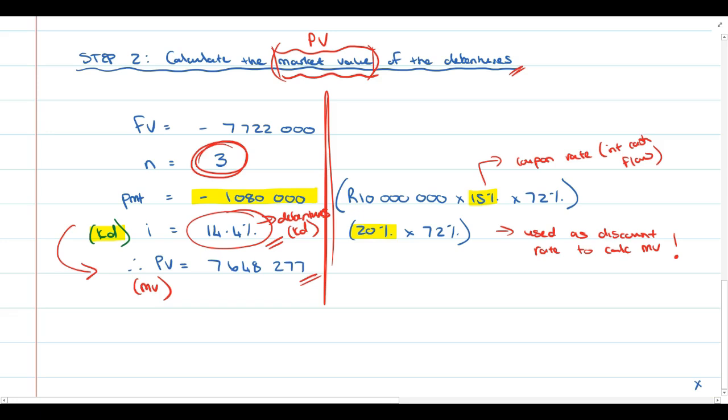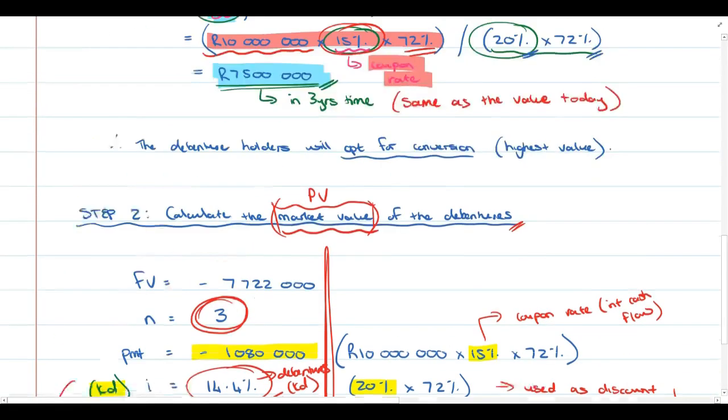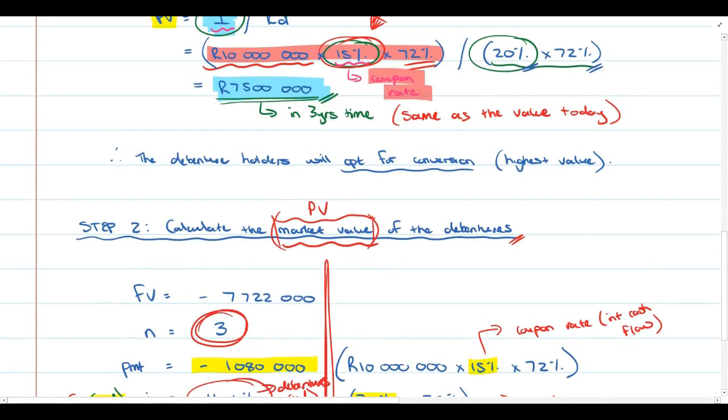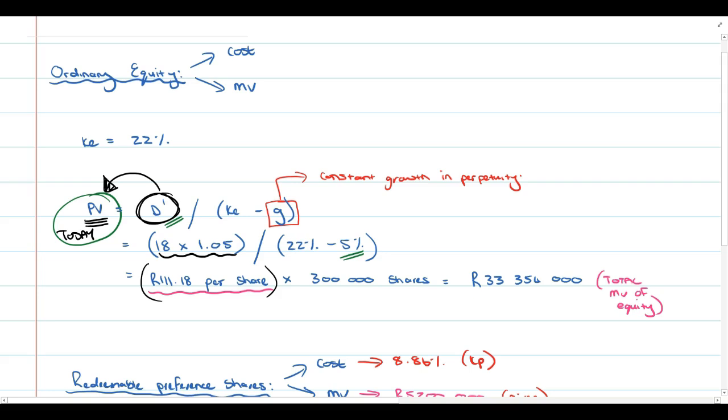However, when we calculate our WACC, that is a long-term calculation, and we said in the long term, these debentures are going to convert into ordinary shares. So in my WACC calculation, I am not going to use 14.4% as the cost of the debentures. Instead, because the debentures are going to convert into ordinary shares, I'm going to use the cost of equity of 22%.